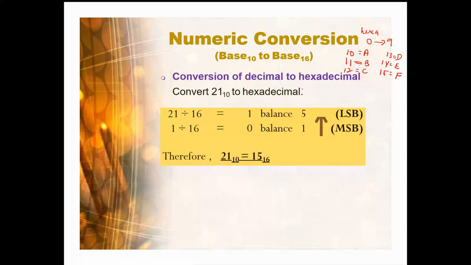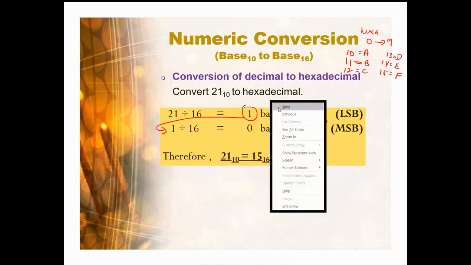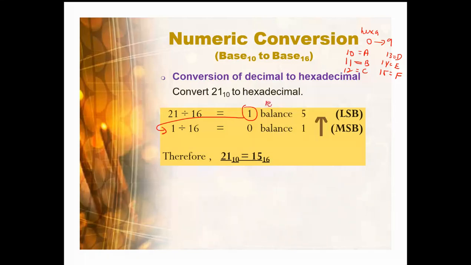So macam mana you nak convert? You convert 21 ni, kepada ni you bahagilah. So 21 you divide by 16. You dapat the answer is 1 and the balance is 5. And then this answer, you divide by 16, you will get 0, and the balance here, normally kita panggil dia sebagai remainder.